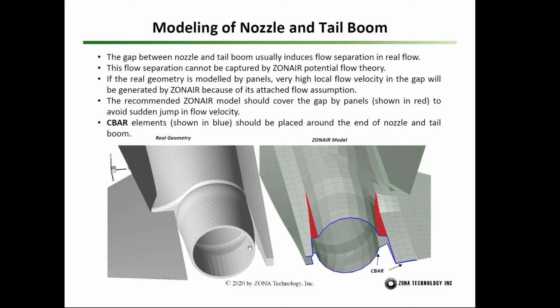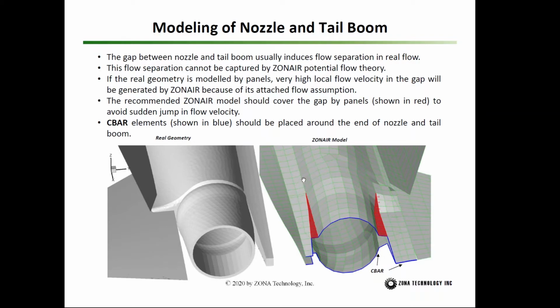And another one is that you have a nozzle and a tailbone. If you model the exact surface, you may have a problem, because when the flow reaches here, you will have a 90-degree turn, and you will create a very negative pressure region. So in this situation, you have to place panels to cover the upper and lower side between the nozzle and the tailbone.